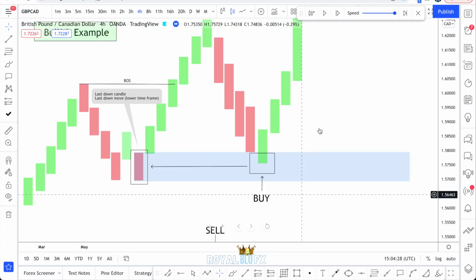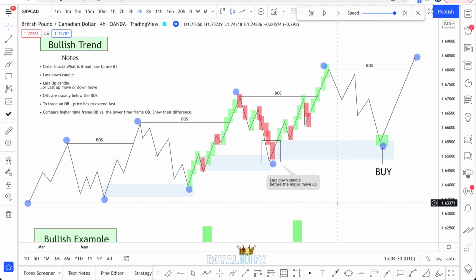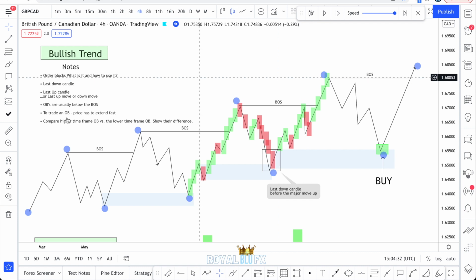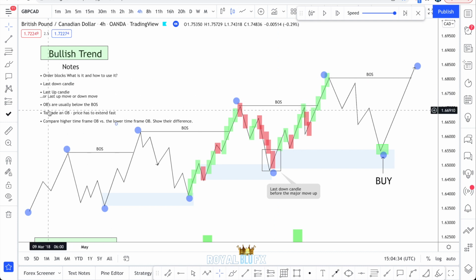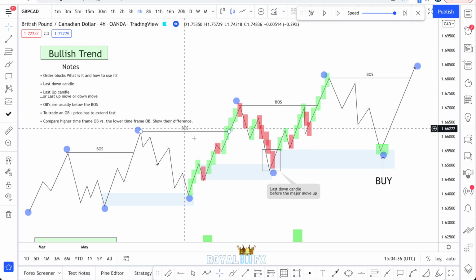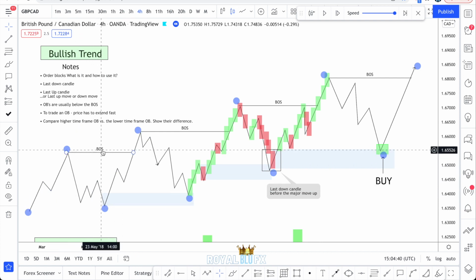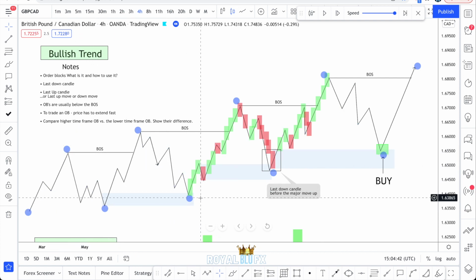Okay, now let's go back up here and talk a little bit about some more examples. As I mentioned, order blocks are usually below the break of structures. So anytime price is pushing above a break of structure, price will always come and mitigate. We'll talk about mitigations in another video, but it needs to come back down to an order block somewhere in here, where it's the last down move or down candle before the major move goes up.